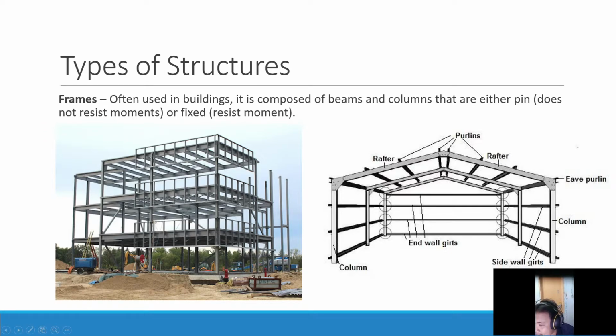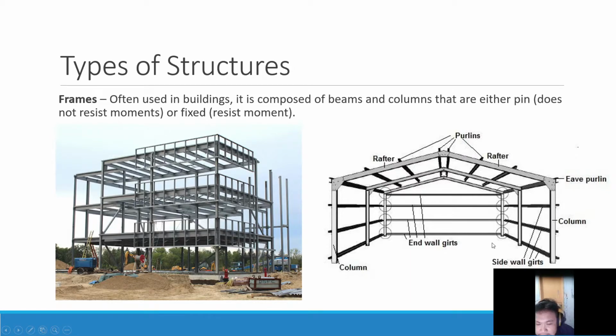As you can see in this left side picture, typical frame, no, steel frame. So this is a steel frame composed of beams, girders. So this is a girder supporting the beam, which in turn these girders are supported by the columns, and these columns are in turn supported by the foundation.